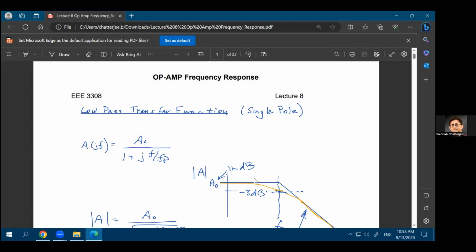So is this part clear in the transfer function? Why we are saying that this is a low pass filter, and what is the pole of that low pass filter.